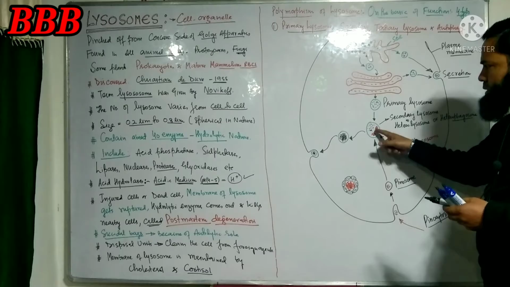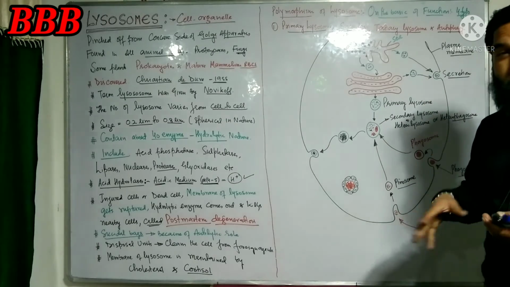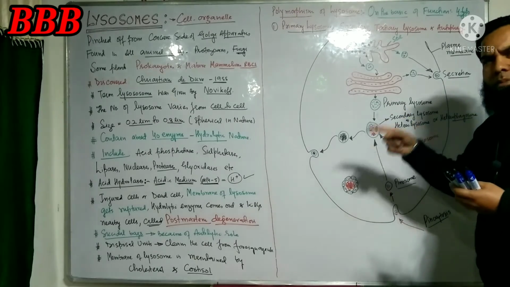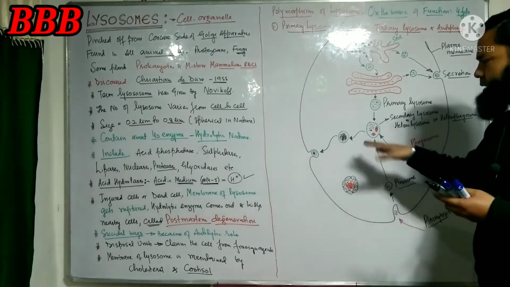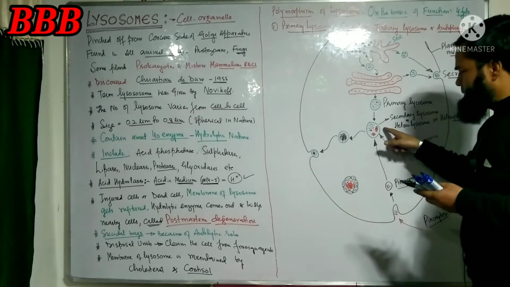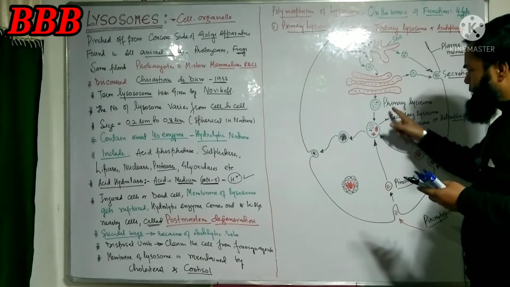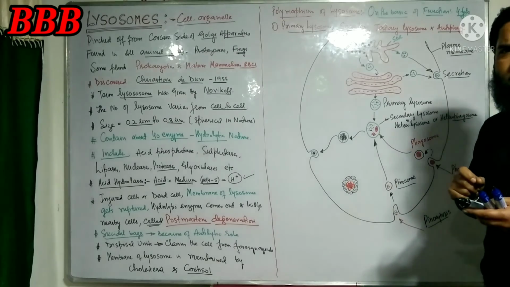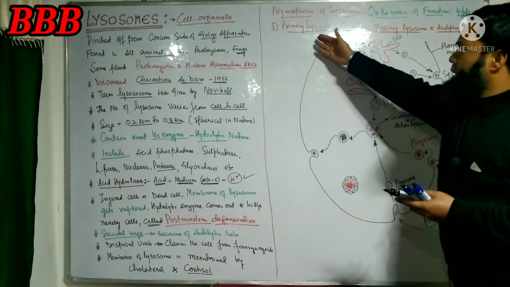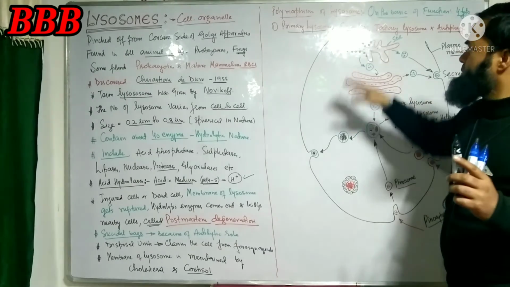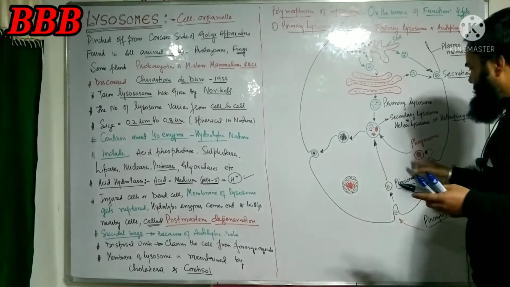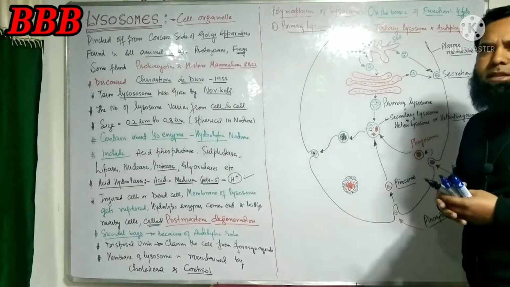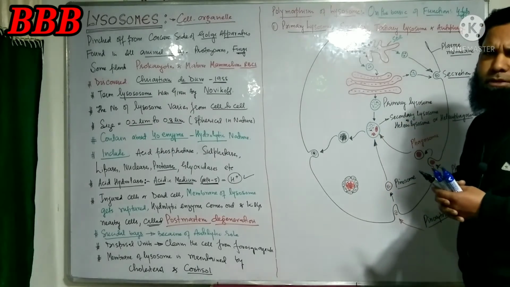The pinosome contains liquid material, and the phagosome contains solid material. They approach the primary lysosome because it contains the hydrolytic enzymes, the powerful enzymes, since these materials have to get digested inside the lysosome. So the phagosome or pinosome along with the primary lysosome forms a secondary lysosome, or heterolysosome, or heterophagosome. I hope that you got this information. The primary lysosome contains only hydrolytic enzymes. The secondary lysosome contains the phagosome or pinosome along with the hydrolytic enzymes. Then digestion of the material takes place inside the secondary lysosome.